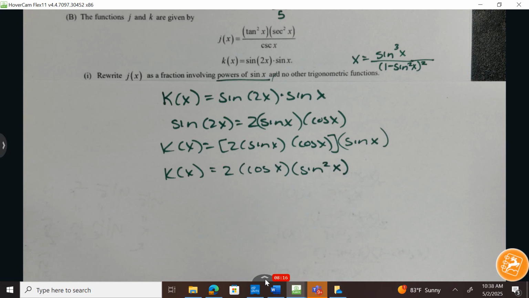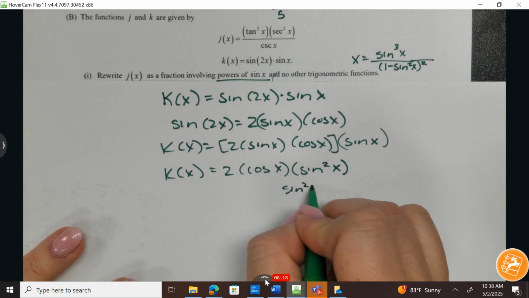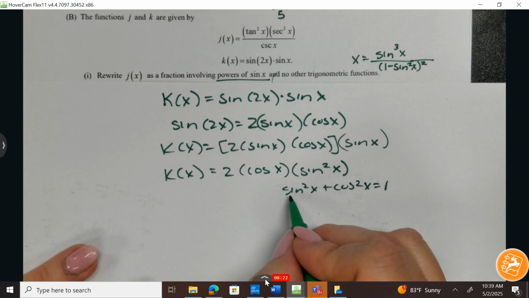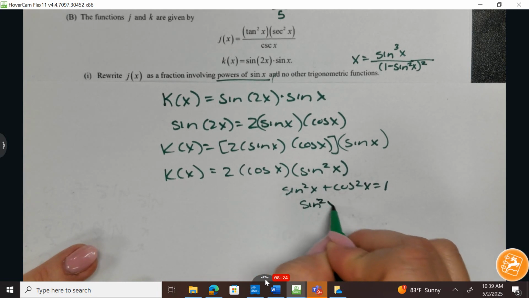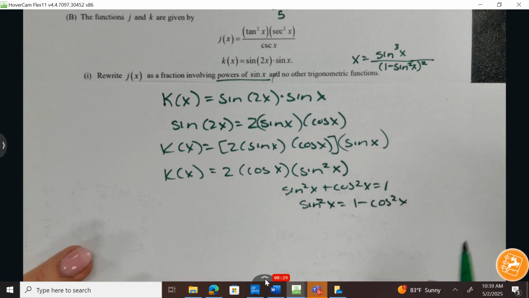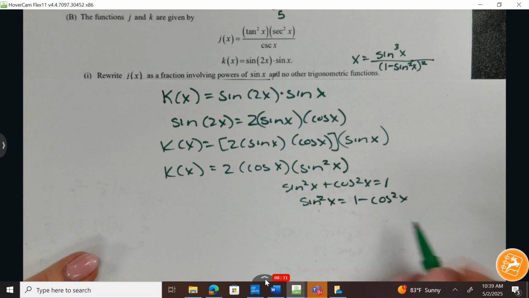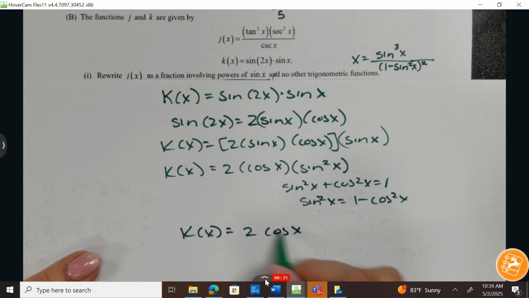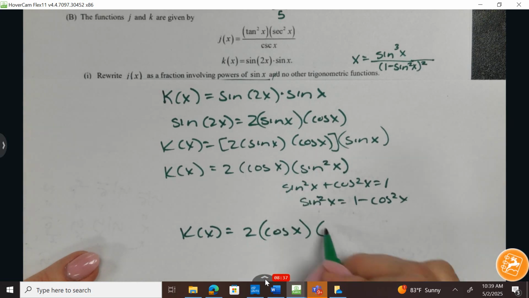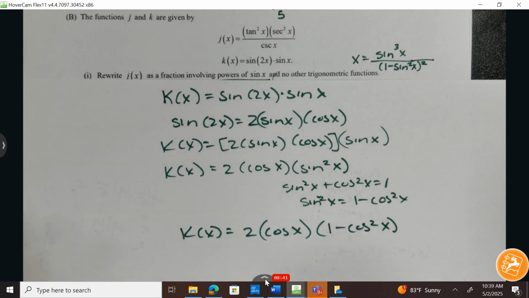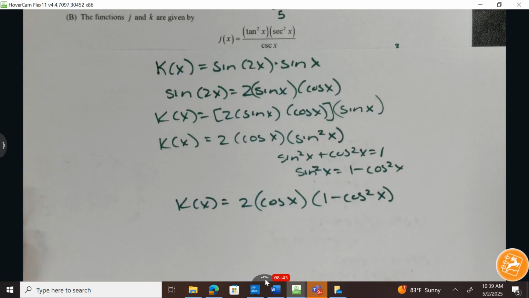Now, the most common Pythagorean identity is sine squared x plus cosine squared x equals 1, and I can simplify this and rewrite it in the form that sine squared is equal to 1 minus cosine squared. So I have 2 times the cosine of x, and now I'm going to replace sine squared with 1 minus cosine squared x. And now I have the form that involves only cosines, and I believe I could stop at this point.